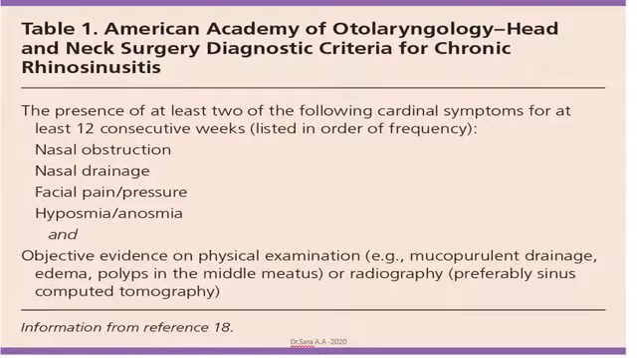In that table, you see the American Academy of Otolaryngology Head and Neck Surgery diagnostic criteria for chronic rhinosinusitis. It is written that there should be the presence of at least two of the following cardinal symptoms for at least 12 consecutive weeks: nasal obstruction, nasal drainage, facial pain, and hyposmia, plus objective evidence on physical examination, for example mucopurulent drainage, edema, polyps in the middle meatus, or radiographic changes.